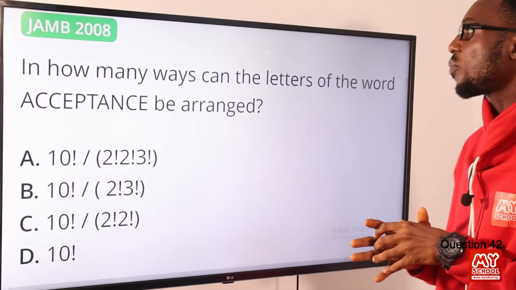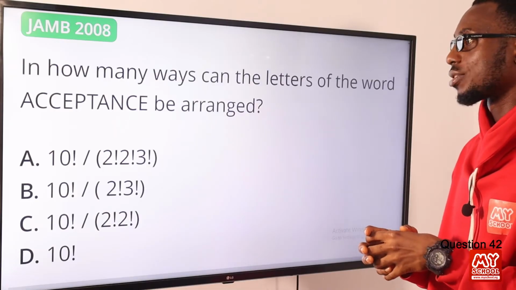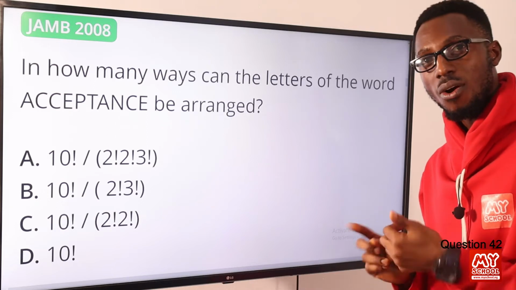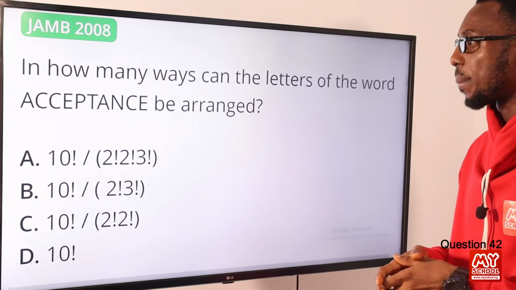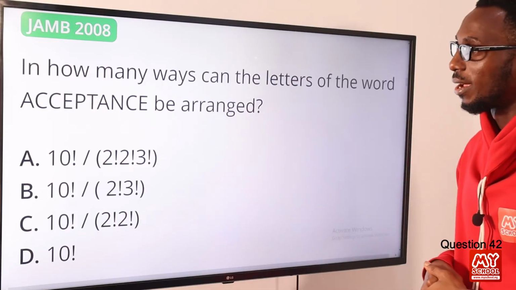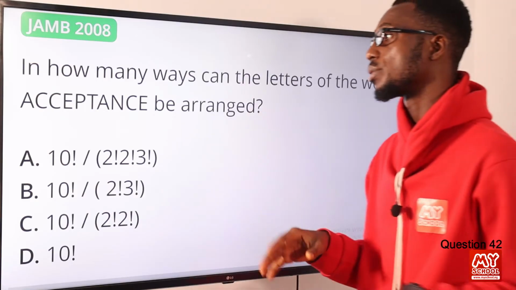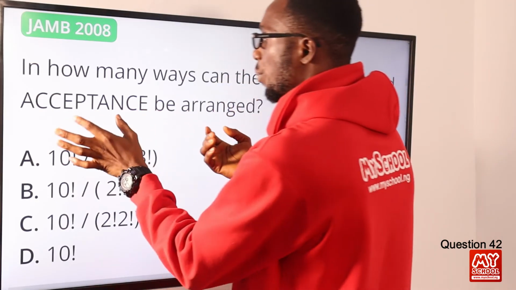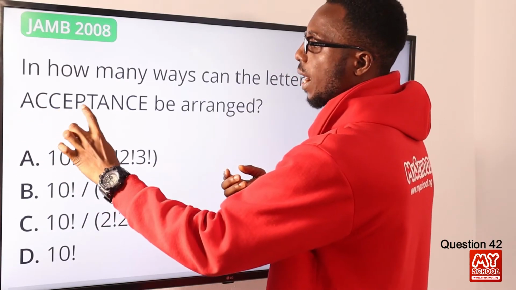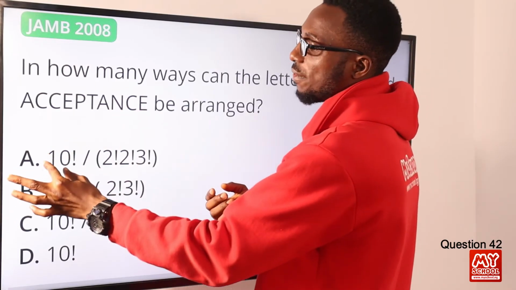42. In how many ways can the letters of the word acceptance be arranged? Okay, so arrangement, permutation, selection, combination. So remember the formula for permutation, that is actually n factorial over n minus r factorial. Okay, but right now we have repeated letters. Okay, very easy. So at first, how many letters make up the word acceptance? Let's count. 1, 2, 3, 4, 5, 6, 7, 8, 9, 10. So that's actually 10 factorial.